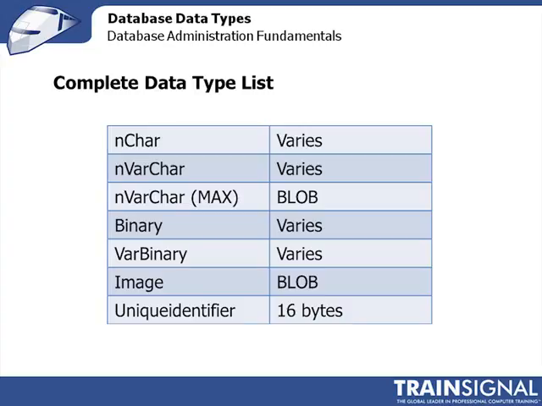You've got binary, which also varies, varbinary, image, which is another one of these blob types, and a special type called uniqueidentifier, which takes up 16 bytes.